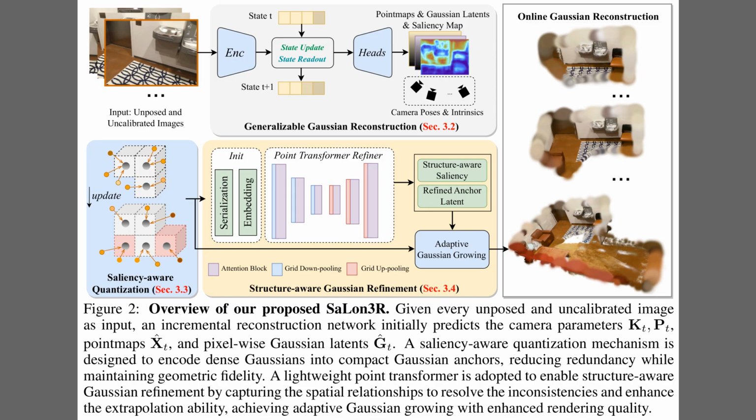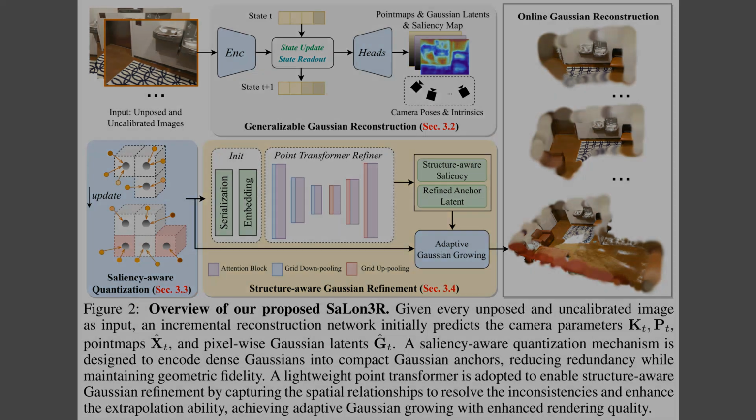Figure 2 presents the full SaLon3R pipeline that processes each unposed image and predicts camera parameters, point maps, Gaussian latents, and a saliency map. The saliency-aware quantization block compresses dense per-pixel Gaussians into compact anchors, which cuts redundancy while keeping geometry. A lightweight point transformer then refines anchor attributes and saliency by modeling local 3D structure. Finally, adaptive Gaussian growing decodes anchors into renderable Gaussians for online reconstruction.